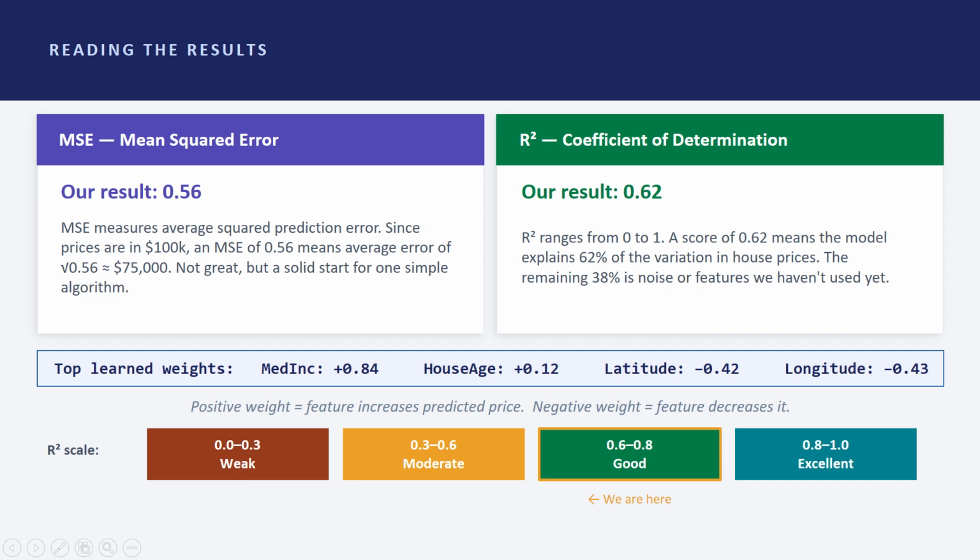Now look at the learned weights. MedInc has a weight of 0.84, the single strongest predictor. Higher median income strongly predicts higher house price. Latitude has a weight of 0.42. Houses further north in California are generally cheaper. These weights are the model's learned understanding of the data. This interpretability is one of linear regression's biggest advantages. You can always explain exactly why the model made a prediction.